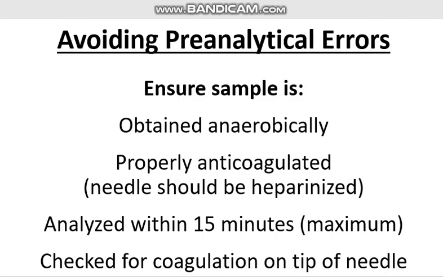Ways of avoiding pre-analytical errors are to ensure the sample is obtained anaerobically and properly anticoagulated, by which the needle should be heparinized. The sample should be analyzed within 15 minutes. And it should be checked for coagulation on the tip of the needle.